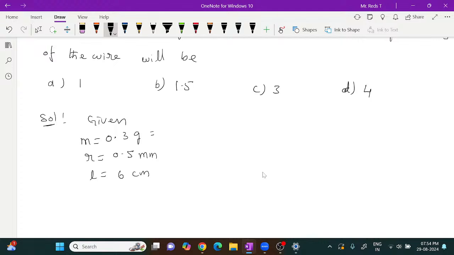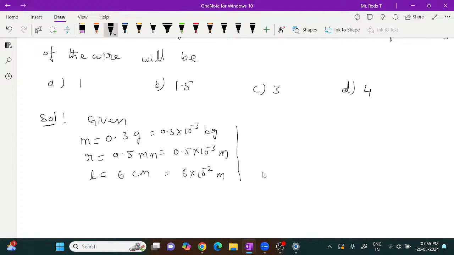We can write it as m is 0.3 into 10 to the power minus 3 kilograms. If required you can use this, otherwise you can use the values themselves, depending on the requirement. R is 0.5 into 10 to the power minus 3 meters, and L is 6 into 10 to the power minus 2 meters.